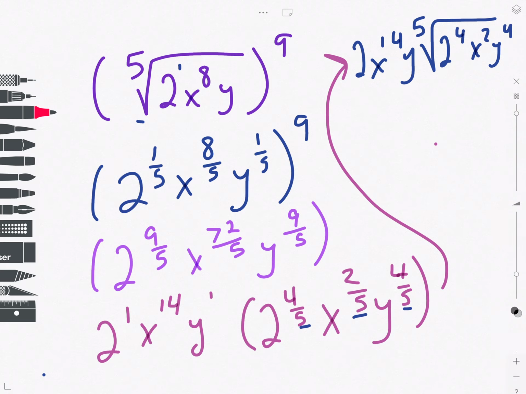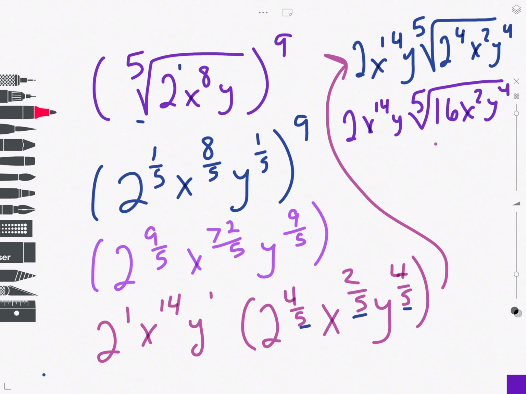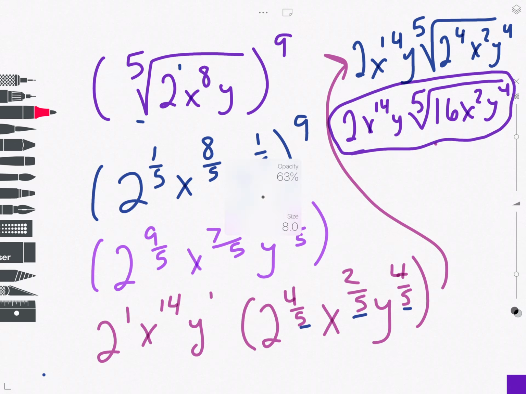And then last but not least, I can take that 2 to the 4th and get 2x to the 14th, y to the 1st, and then the 5th root of 2 to the 4th is 2, 4, 8, 16, x squared, y to the 4th. Okay, now that may not look easier than just doing it outright, and if it's not for you, that's fine. Don't worry about changing it to fractions and then back to not fractions and all that. However you can get there is fine.